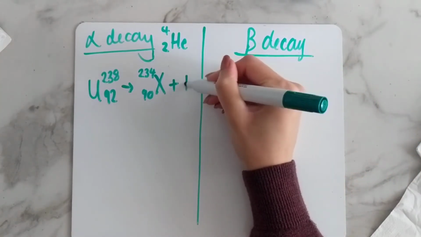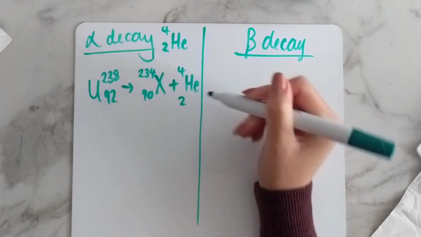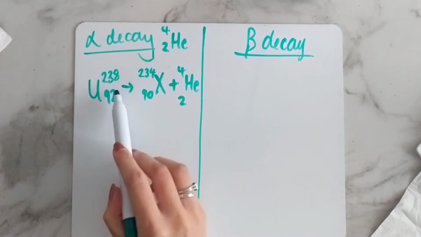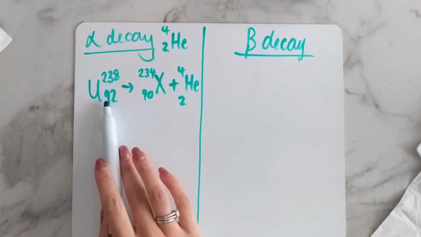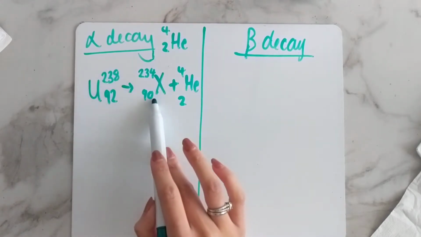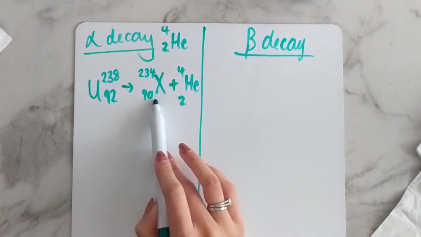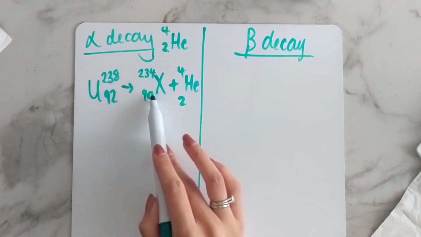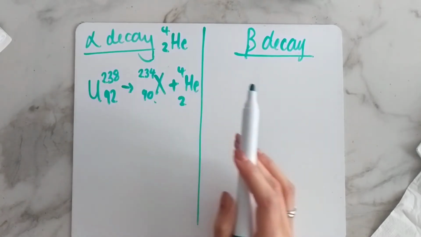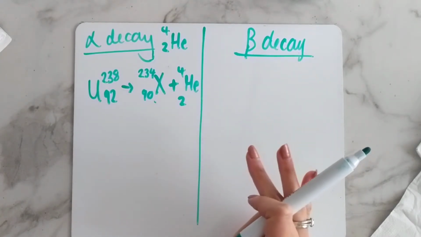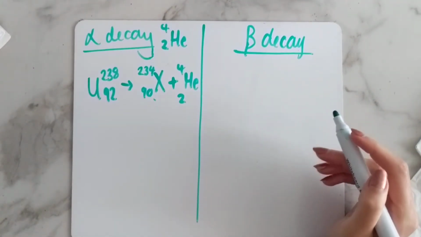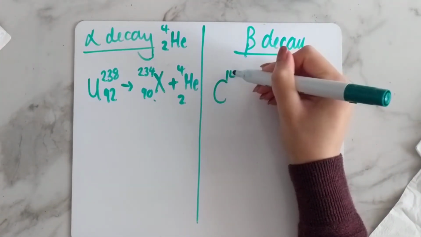So this is how you would write it, plus helium 4 and 2, and that basically means we started with uranium 238, we lost a helium nucleus, i.e. an alpha particle, and ended up with this new element, and then we've just shown that the alpha particle is lost as well. Okay, beta decay on the other hand, let's go with carbon 14.